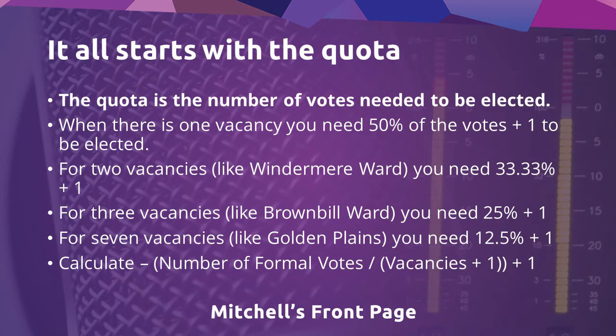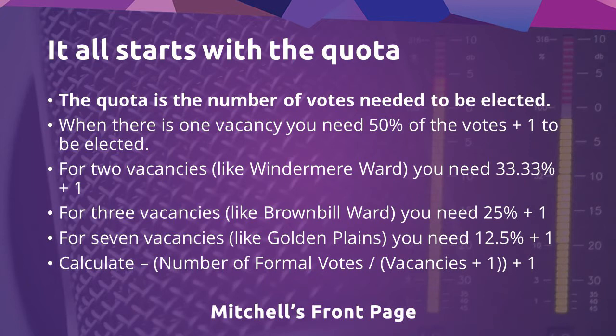So when there's one vacancy, you need to have 50% of the votes plus one extra vote to be elected. It's called an absolute majority. When there's two vacancies, like for example in Windermere Ward, you need to have 33.33% of the votes plus one. For 3 vacancies like Brownbill Ward, 25% plus 1. And for 7 vacancies like in Golden Plains, you would need 12.5% plus 1. The quota is calculated by taking the number of formal votes, then dividing it by 1 more than the number of vacancies, and then adding 1 to the overall result.